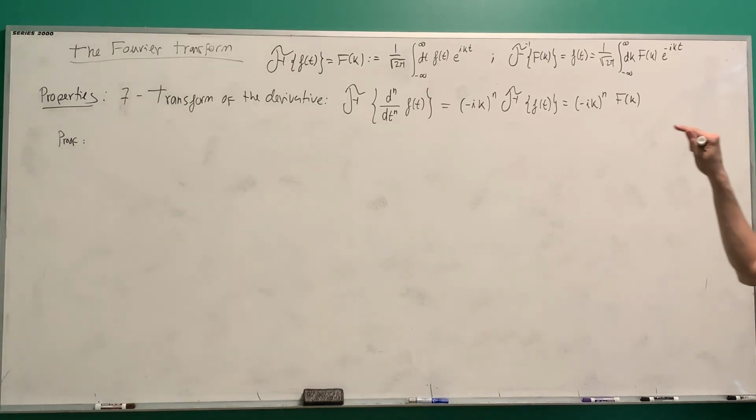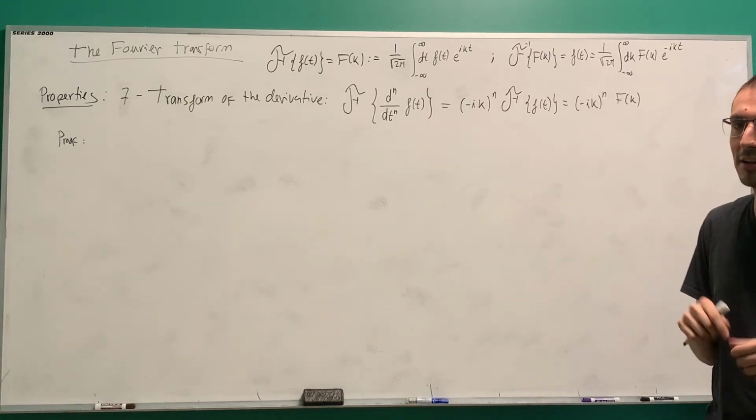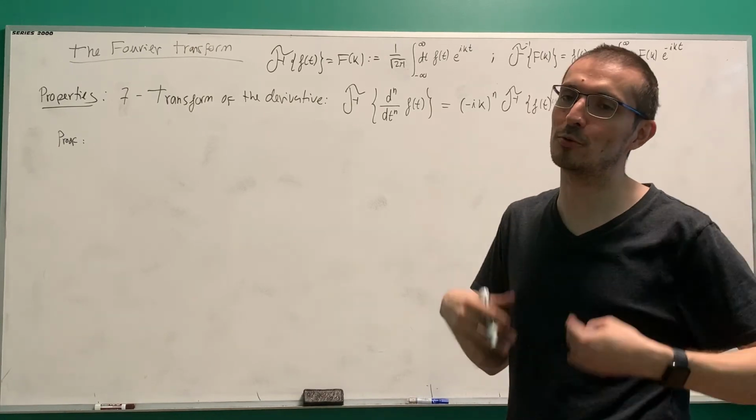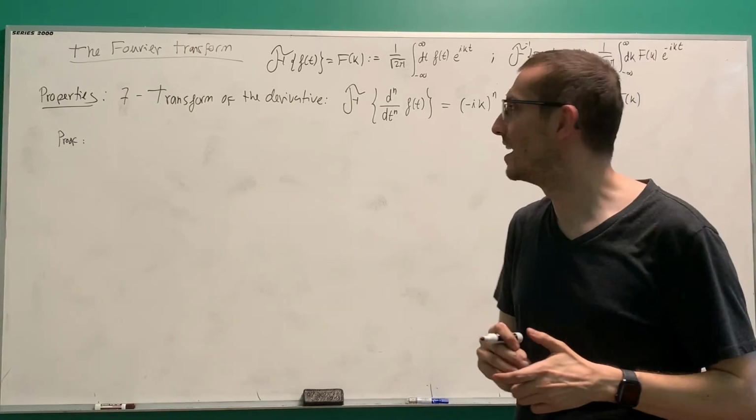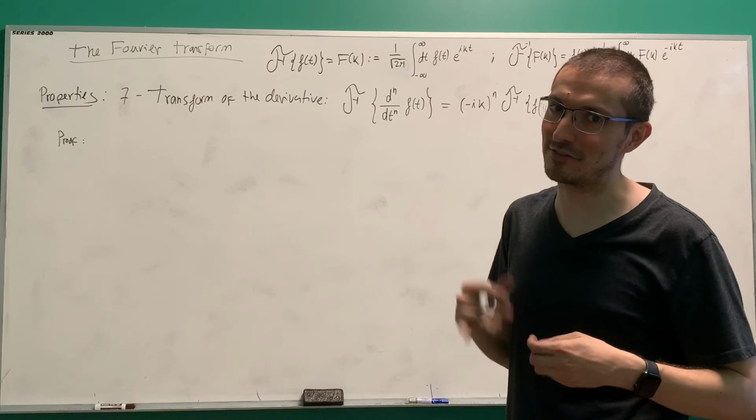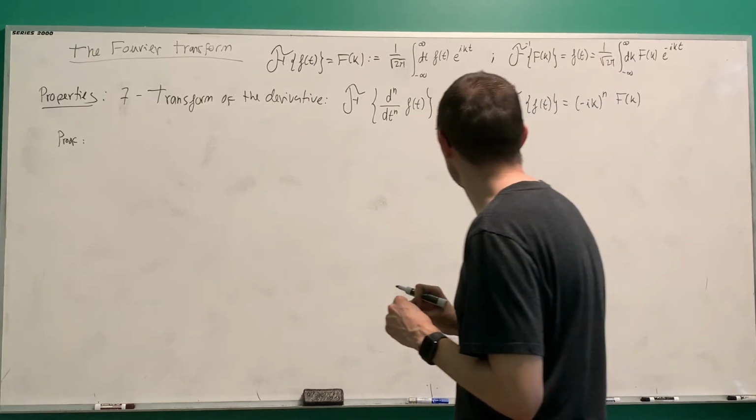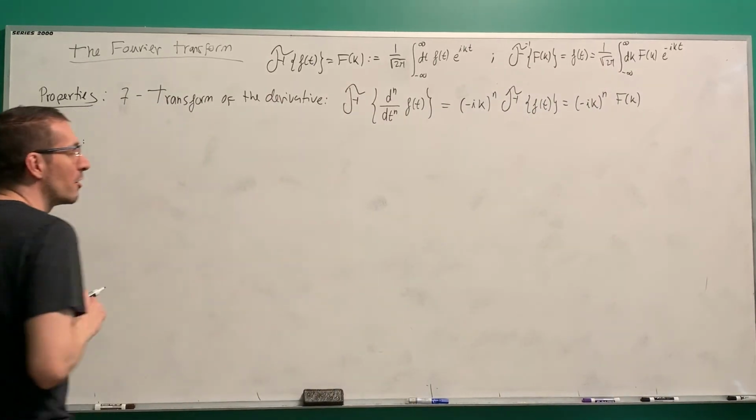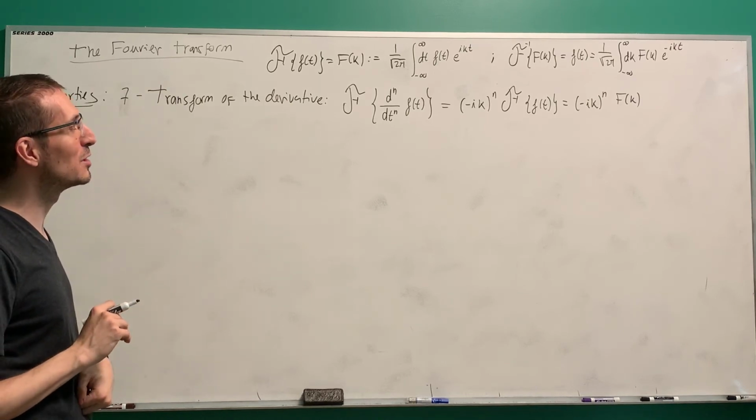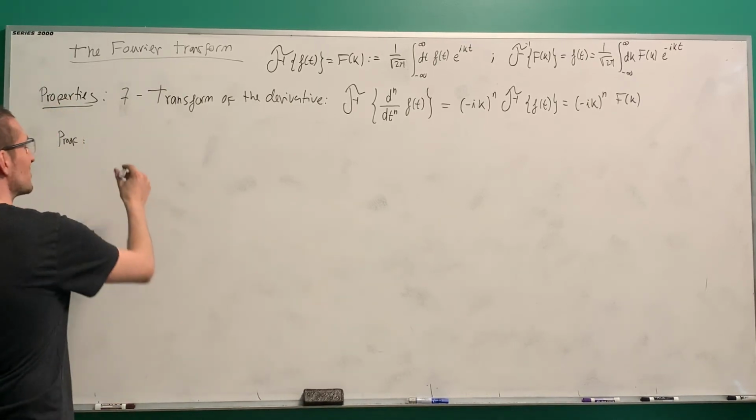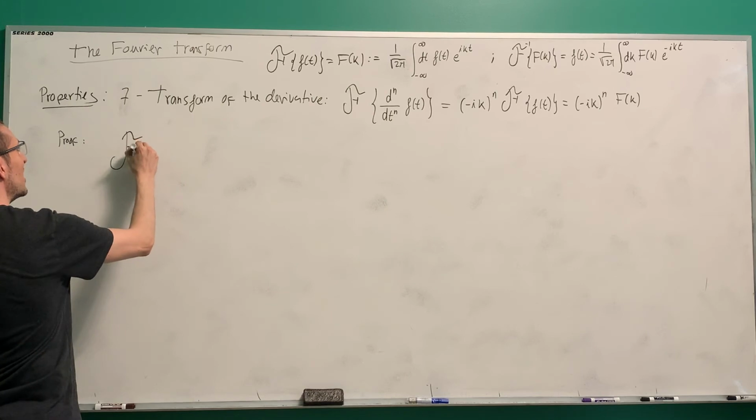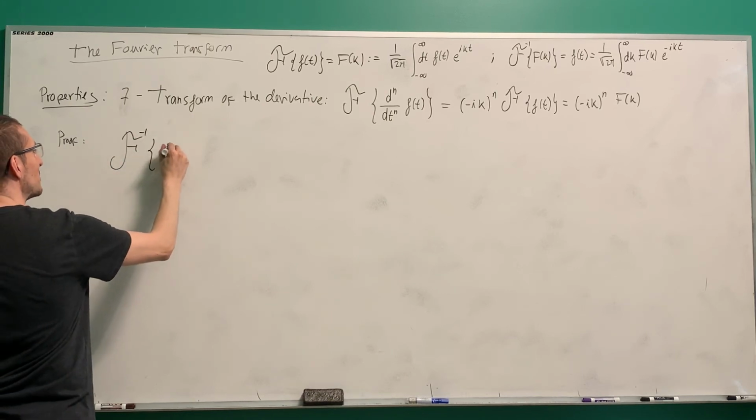Now I'm going to do it for the first derivative, but you're going to see that for the nth derivative it's very easy to iterate. So please do it yourselves. It's going to be obvious after I do it for the first derivative. So we're going to use a trick. Instead of taking the definition here, I'm going to take the inverse Fourier transform of f of k.